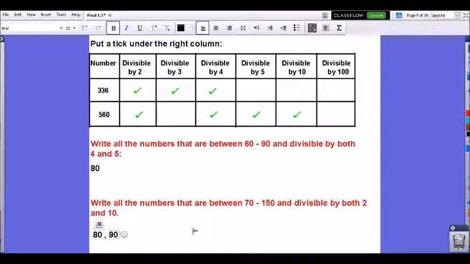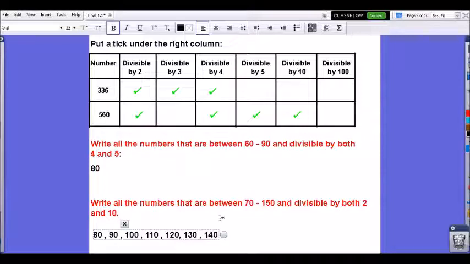90, and yes, of course, it's divisible by 2. You're going to find all the multiples of 10 are divisible by 2. So yes, 120, 130, and 140. We cannot put 150 or 70 because they said between them, not including them.